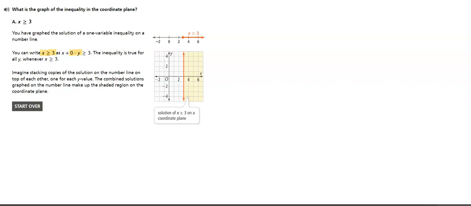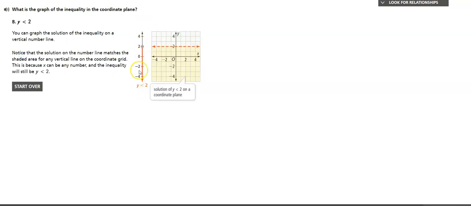So to imagine why this happens, it says, imagine stacking copies of the solution on the number line on top of each other, one for each y value, okay, and then combining them on here to make this shaded area. It's just showing you what to do if your graph isn't completely in the standard form of inequalities or the slope-intercept kind of form of inequalities. What if I just have one variable? Well, you're going to either graph a vertical line or a horizontal line, and then you're shading, and it's either going to be dotted or solid, and then you're shading either above and below or right or left, okay?